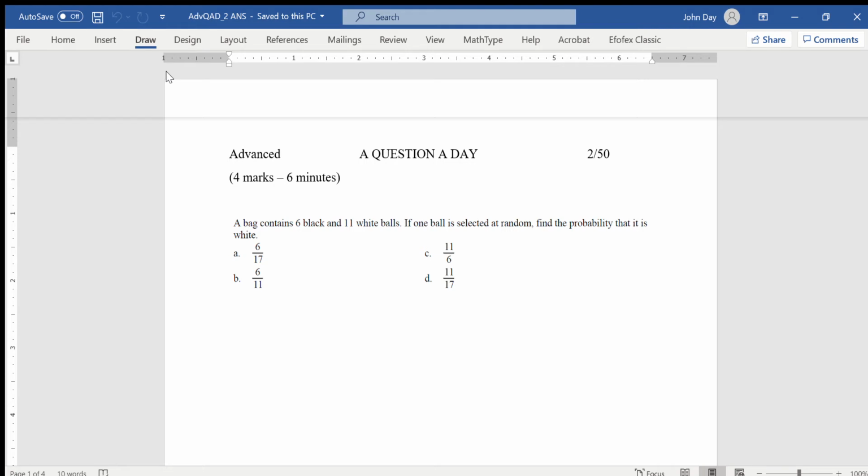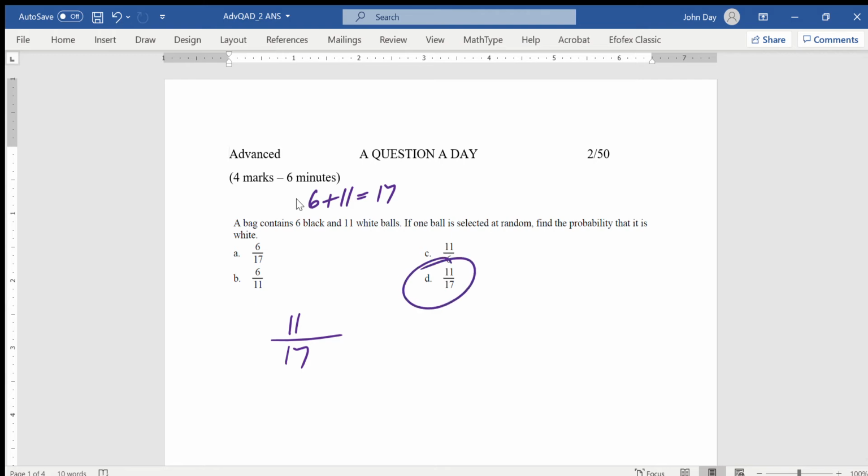A bag contains 6 black and 11 white balls. So altogether there's 6 plus 11, 17 balls in that bag. If one ball is selected at random, find the probability that it's white. There's 11 white balls and there's 17 in there, so it's 11 ways out of 17 to get what we want. That's a good question to start the day.